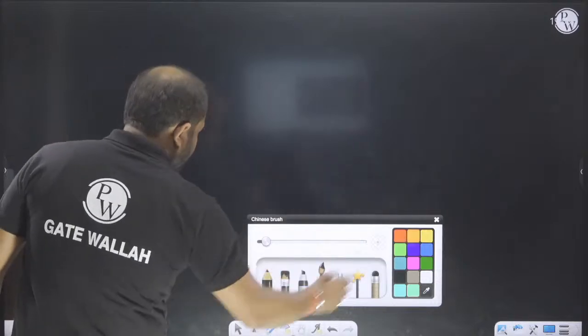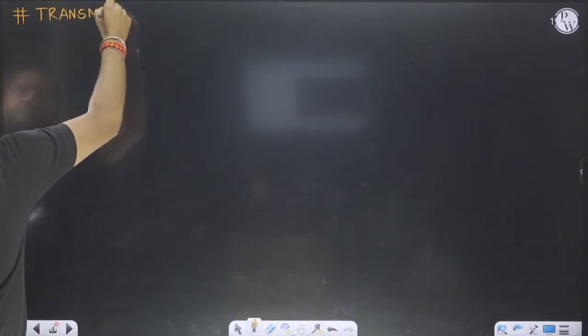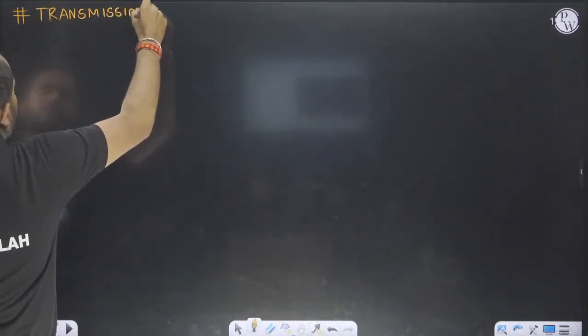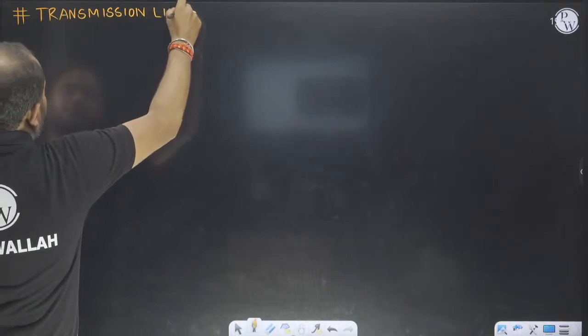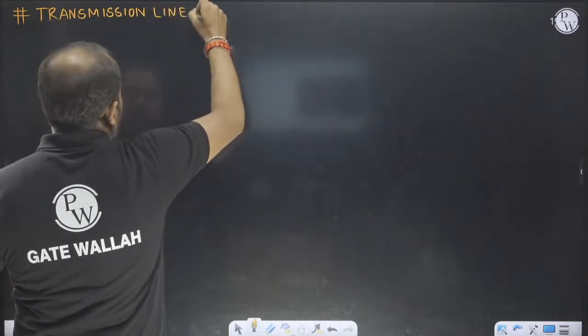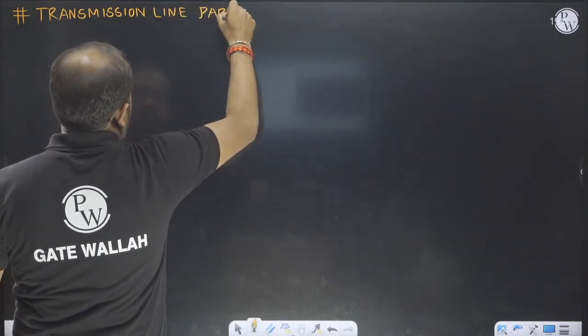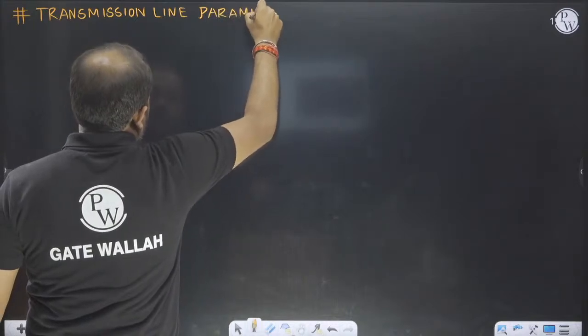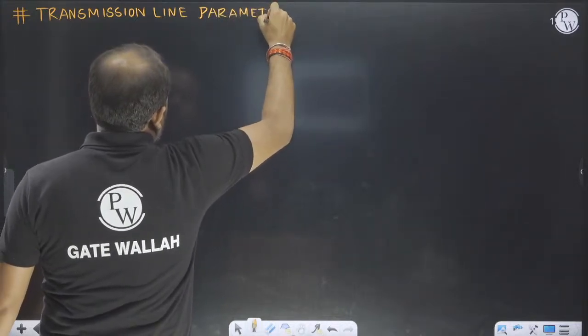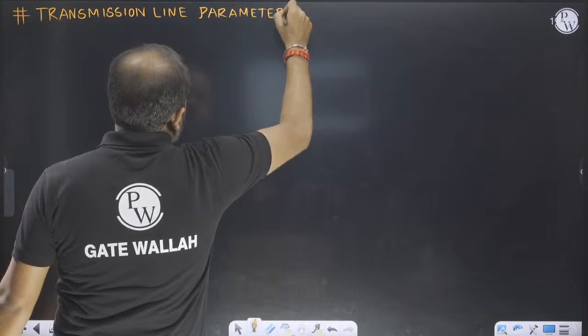First of all, we are going to discuss transmission line parameter. It is also known as ABCD parameters.